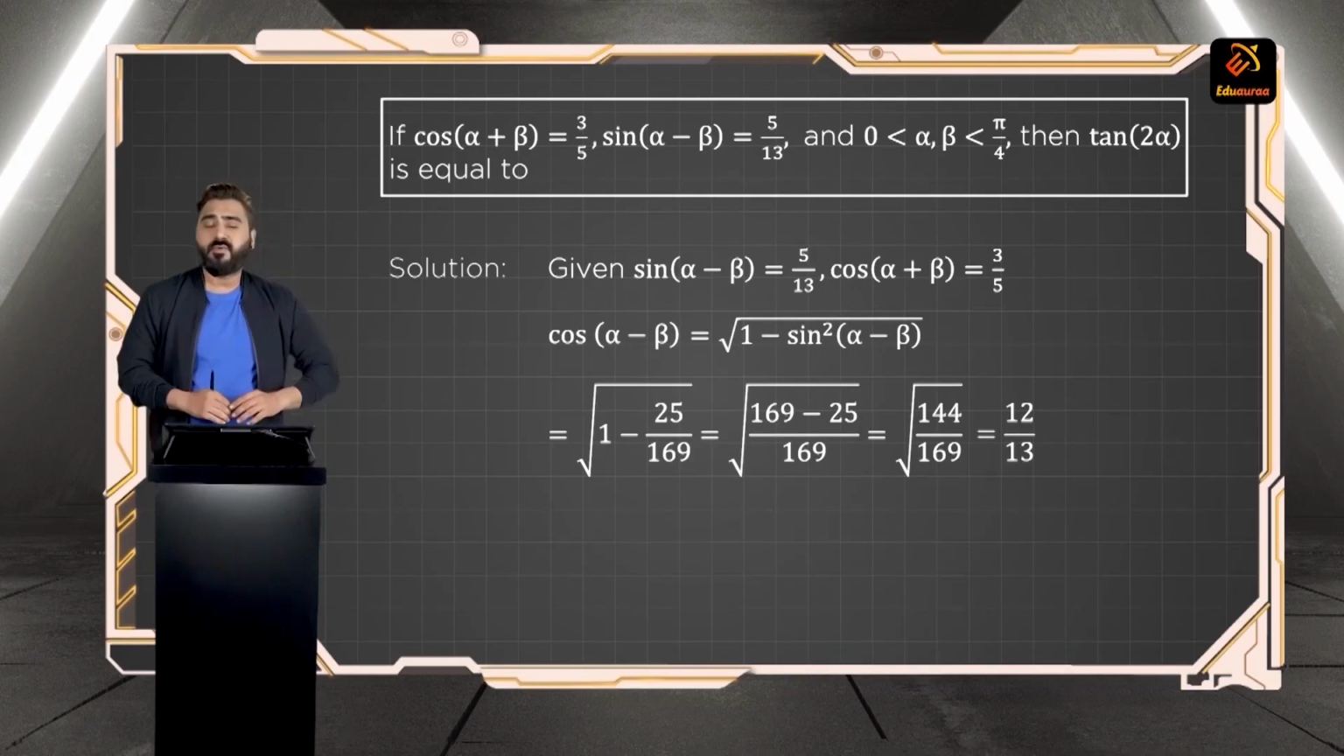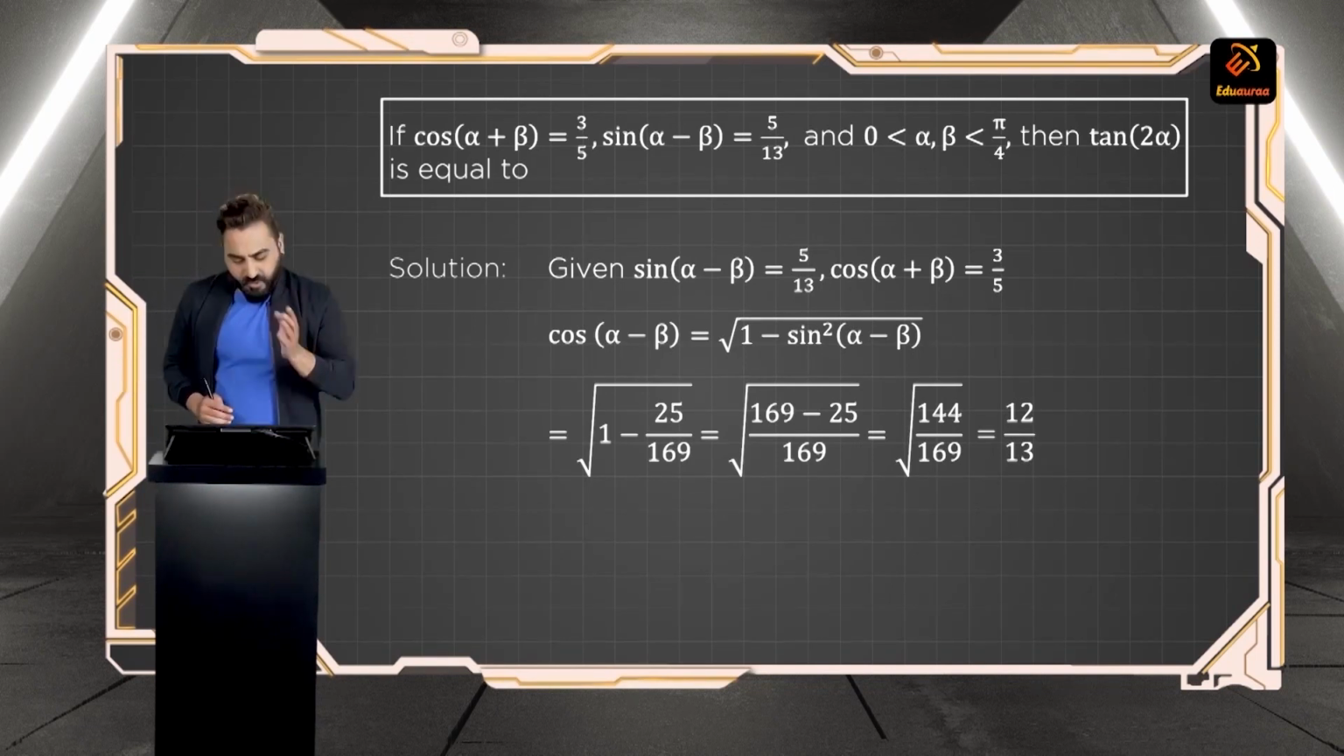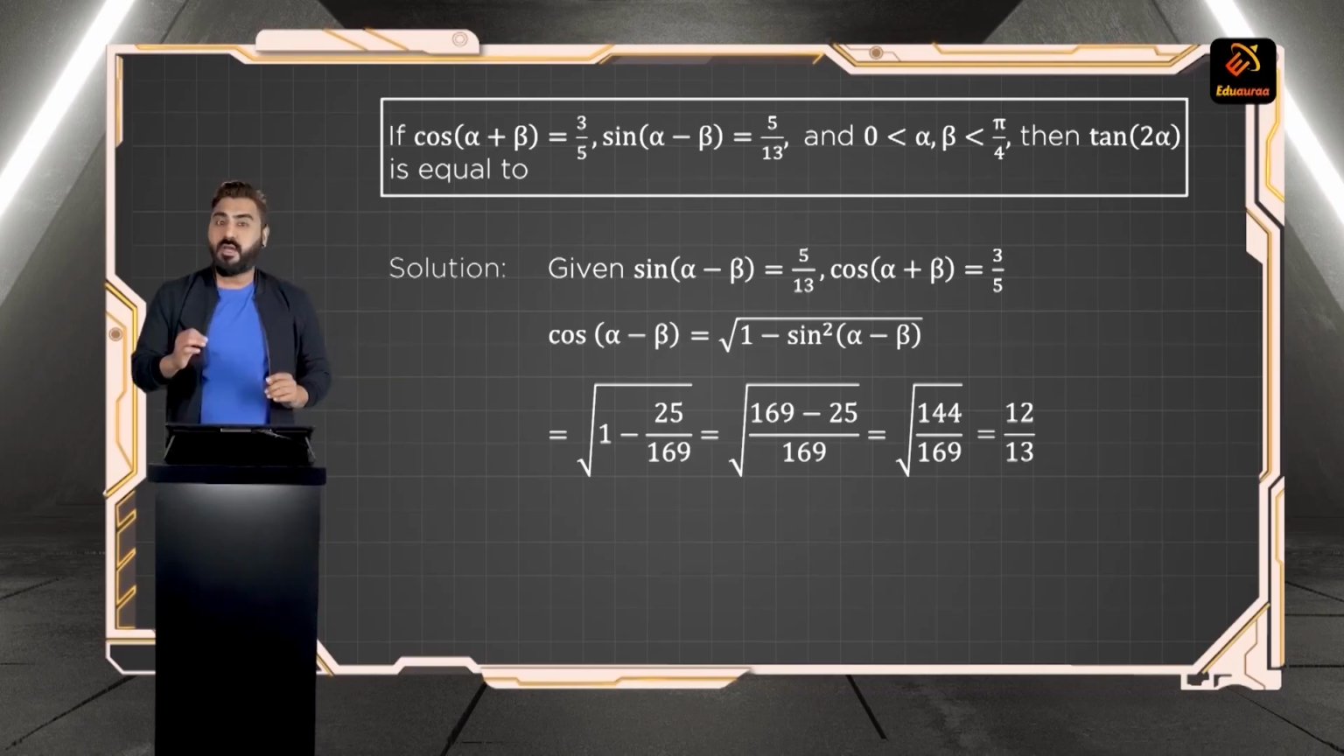Now students, you might be wondering, when we take root, we get two terms, one positive, one negative. Why didn't I write negative? Because we know that it lies in which quadrant? First quadrant. In the first quadrant, all Trigo functions are positive. So cos(alpha minus beta) is 12 by 13.